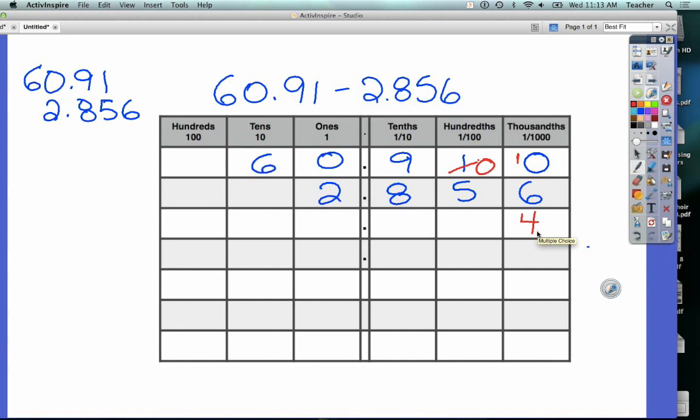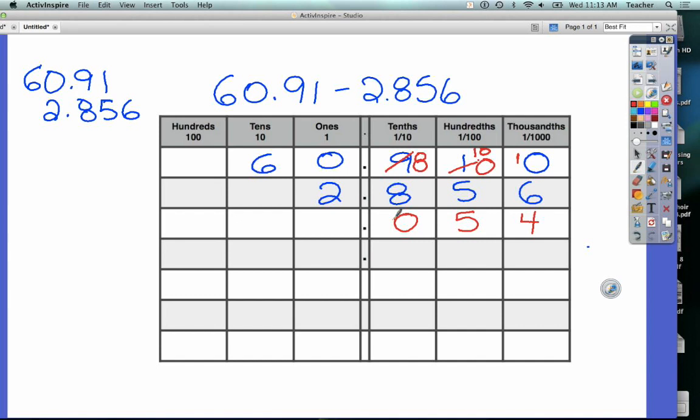0 minus 5. Can I do that? What do I need to do? Okay, so I'm going to take 1 from the next place over. And when I borrow 1 from this place, how many am I actually borrowing? So the next place over, I'm borrowing 10, right? So now my 0 is going to become 10. What's 10 minus 5? 8 minus 8.